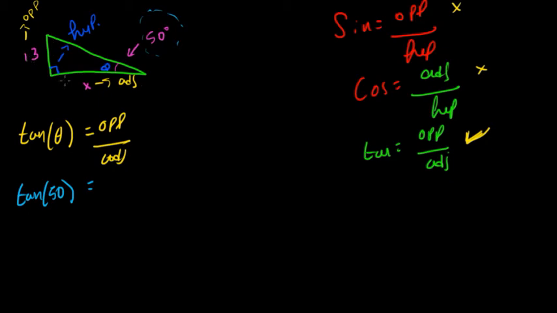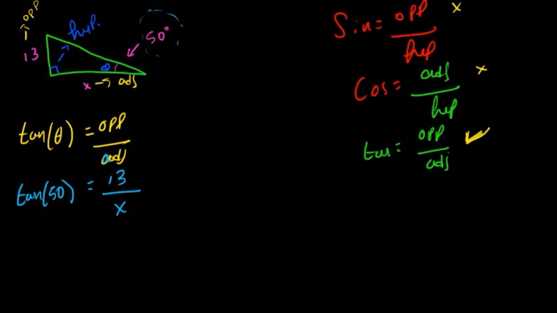Well, what is my opposite side? It's 13 divided by my adjacent side. What did I say my adjacent side was? I said my adjacent is x, so x. Okay, perfect. Now, let's look here. We have tan of 50 is equal to 13 over x.